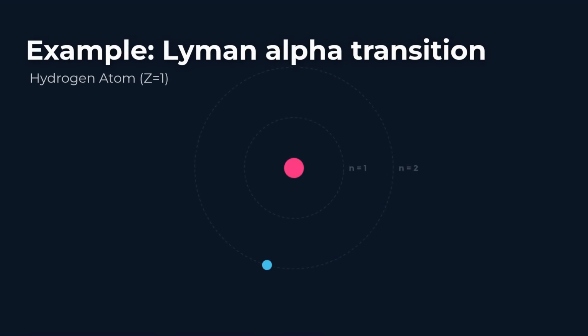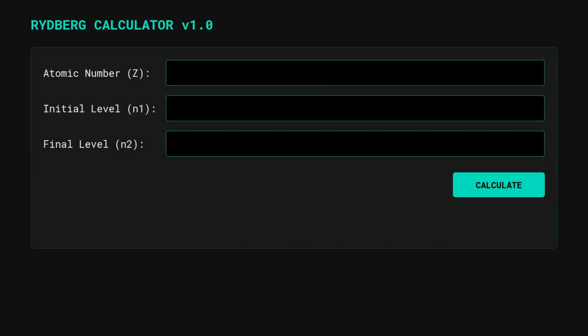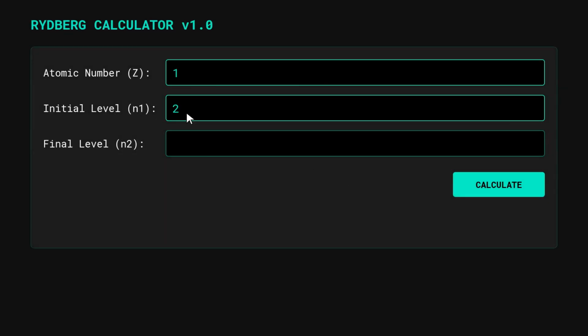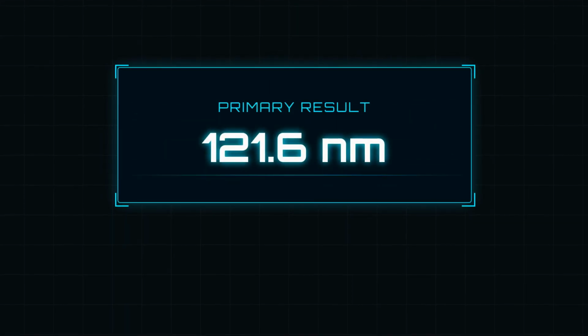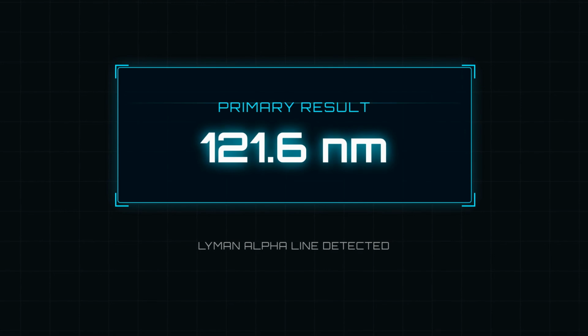We'll calculate the wavelength for the famous Lyman alpha transition in hydrogen. Set atomic number to 1, initial level n1 to 2, and final level n2 to 1. Click Calculate. The primary result shows 121.6 nanometers, which matches the well-known Lyman alpha line used in astronomy and plasma diagnostics. This wavelength tells us the exact photon energy emitted when an electron transitions between these levels.